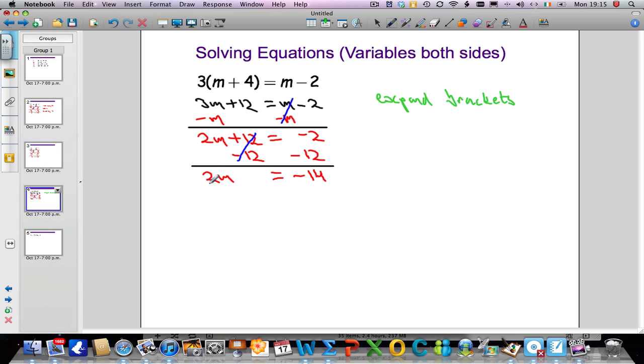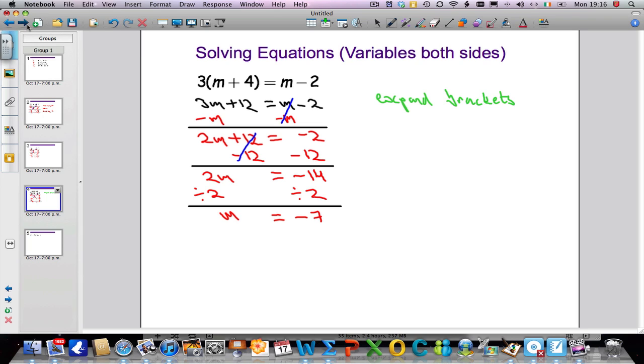In order to undo multiplying by 2, because that's what 2 times m means, I need to divide both sides by 2. So I divide that by 2, thus I divide that by 2 as well. Again, let's draw the line in just so we can see clearly what's going on each time. 2m divided by 2 is simply m. The equal sign directly underneath again, and we've got a minus divided by a positive, remember, so a negative divided by a positive gives me negative, and 14 divided by 2 is 7. m is minus 7. And that's it, job done.